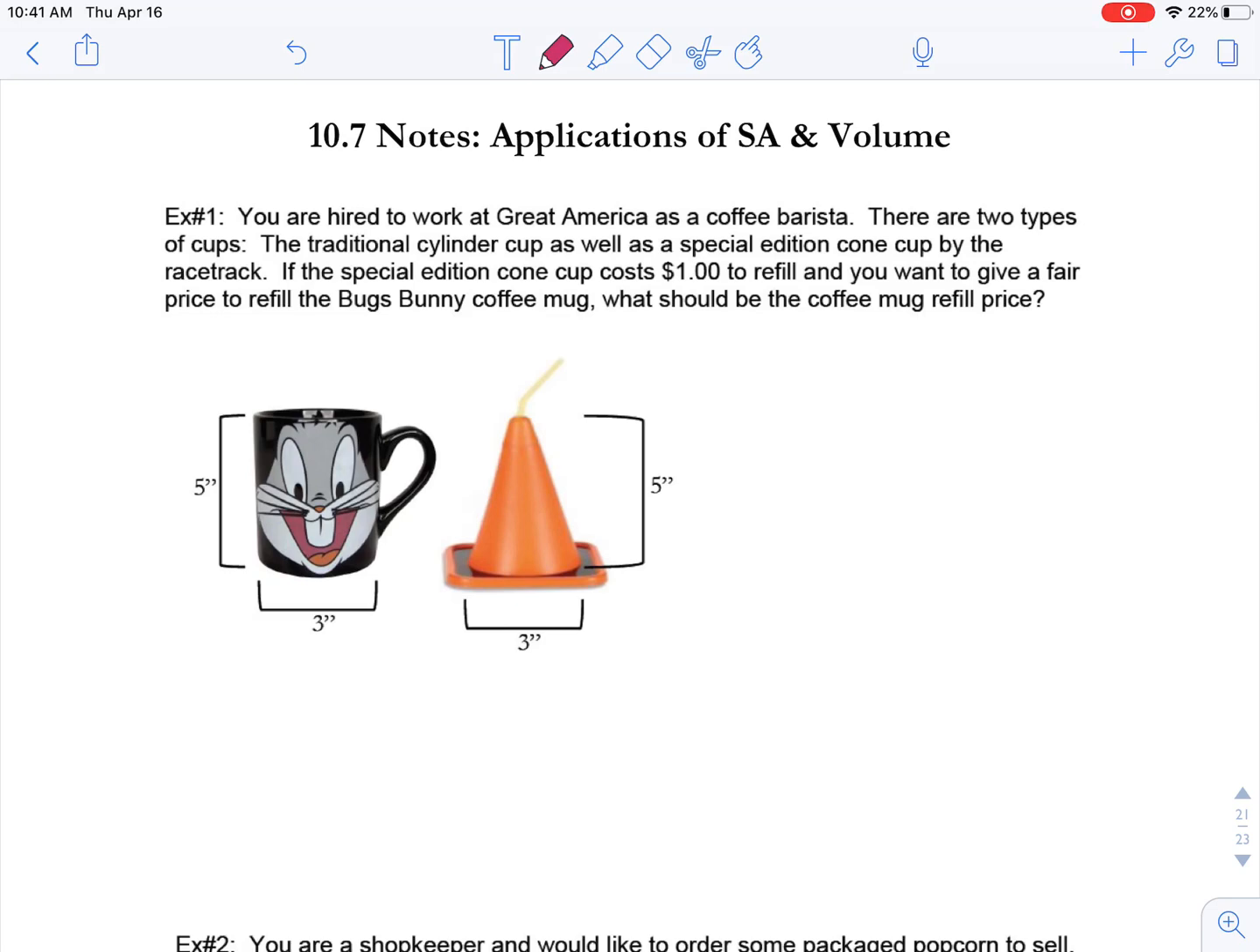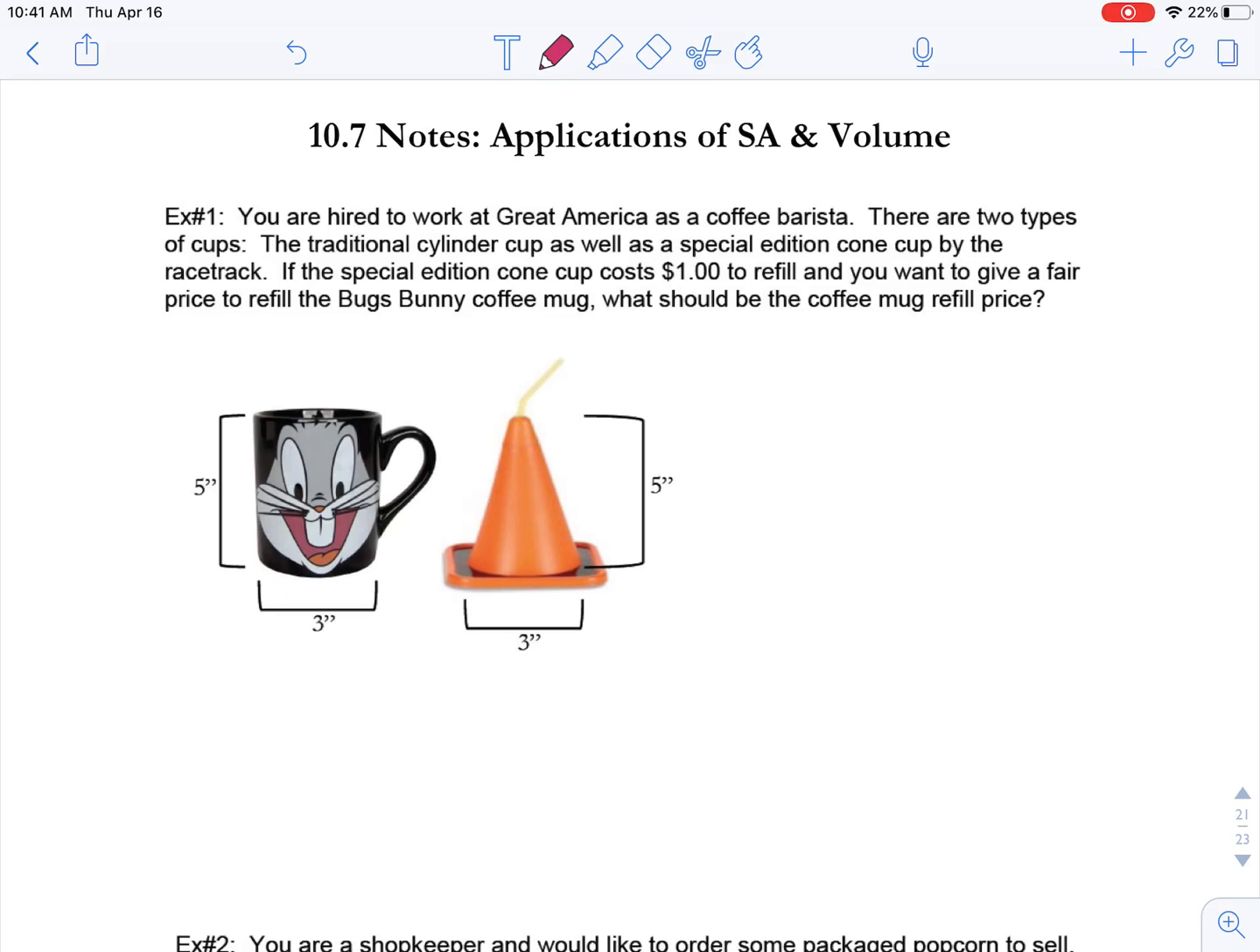Okay, so today we're going to do our last section of Chapter 10. That's just applying our formulas that we learned, so it's applications of surface area and volume. Again, these can actually be some helpful real-life things that you may encounter in your life, such as how much paint do I need to paint a room in my house or something like that.